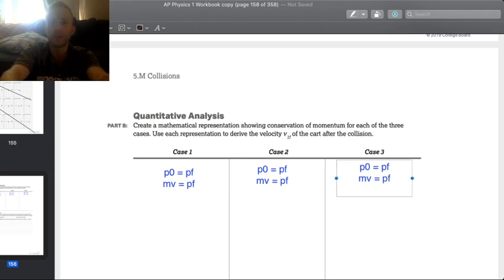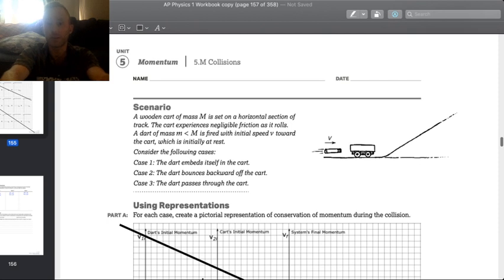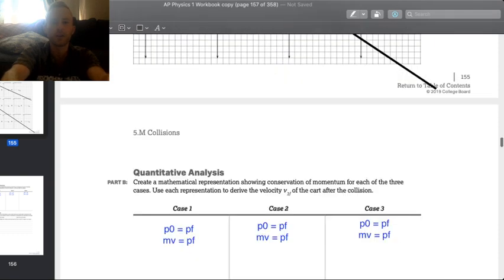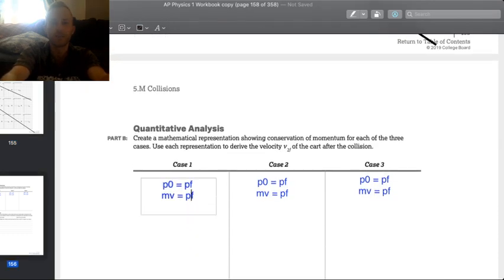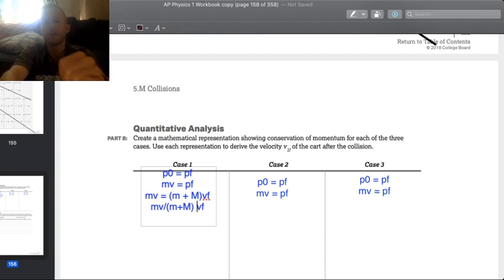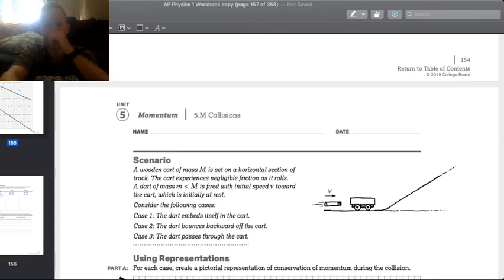In case 1, we have a completely inelastic collision where they stick together. The dart embeds itself in the cart. So our p final is going to be little m plus big M times V final. In this case, V final is going to be little mv over little m plus big M.